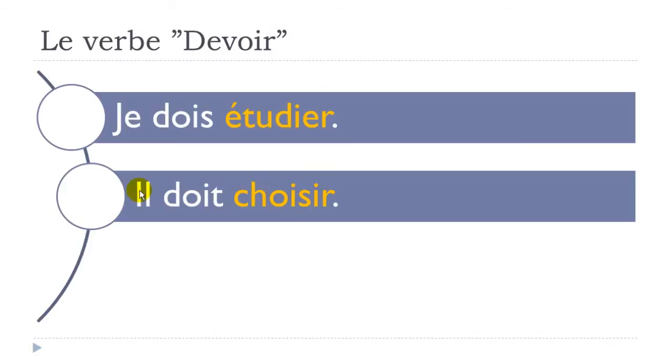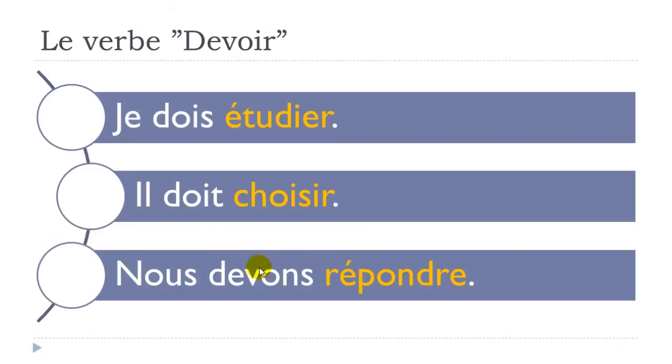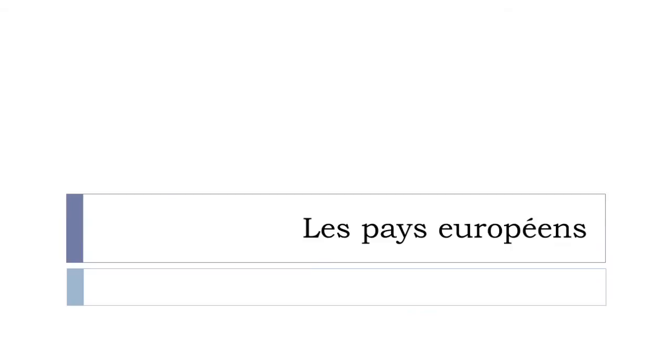He must choose. And the last example, nous devons répondre. Répondre is to answer. Nous devons répondre. We must answer. Nous devons répondre. We are going to discover together European countries, so les pays européens. So let's start now with les pays européens.